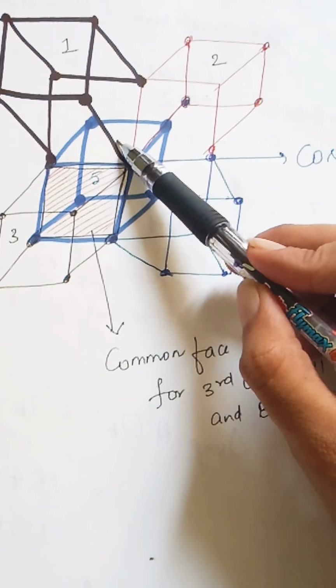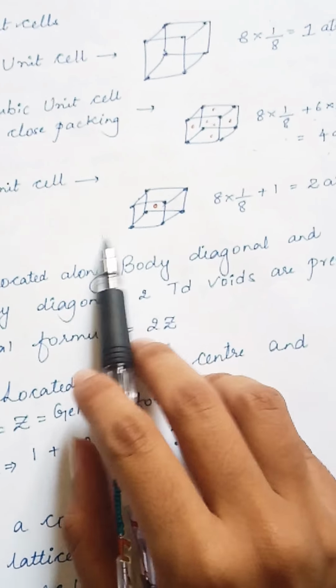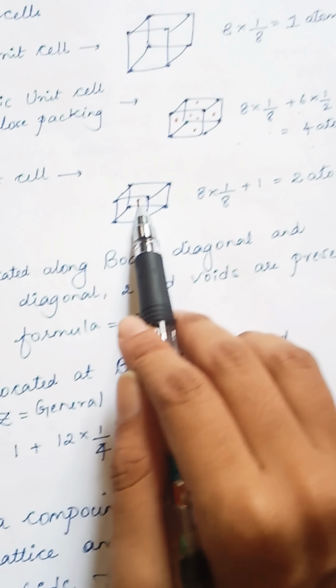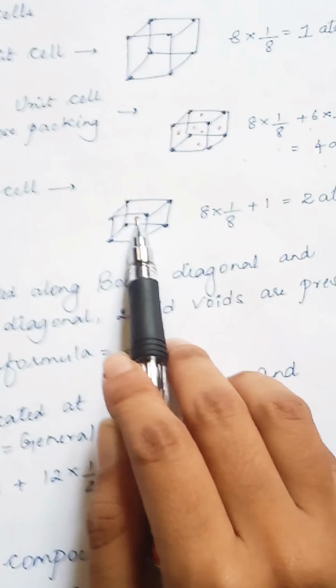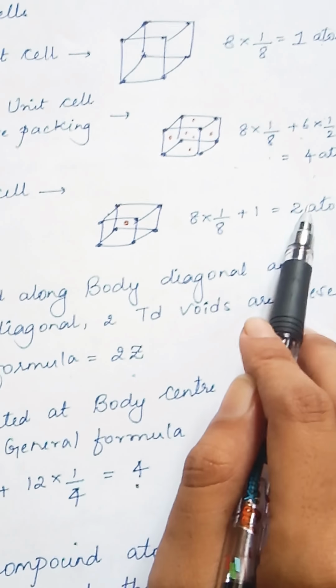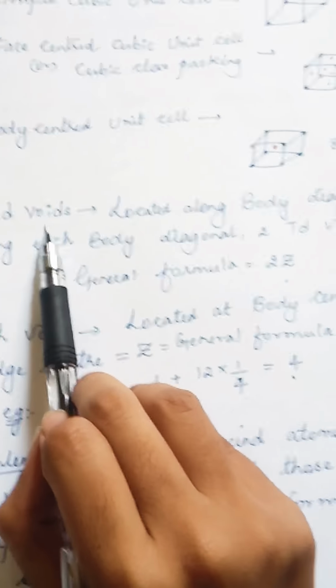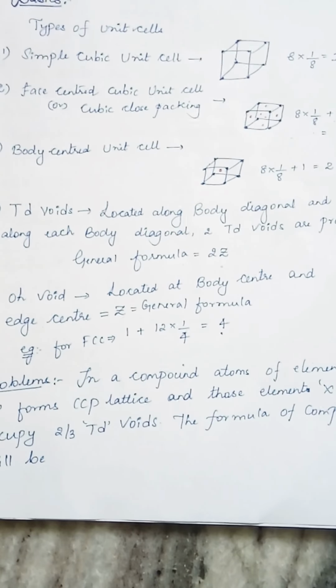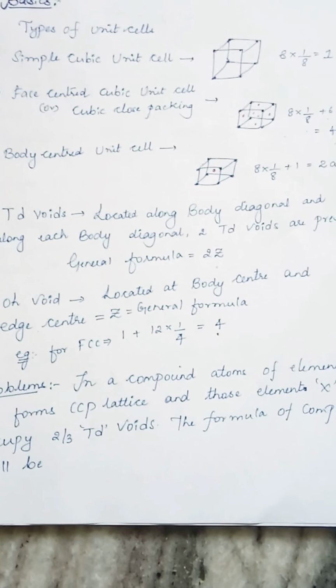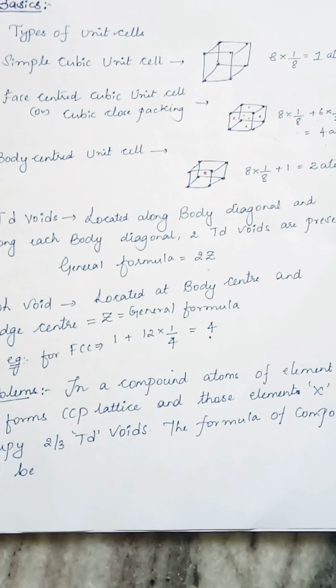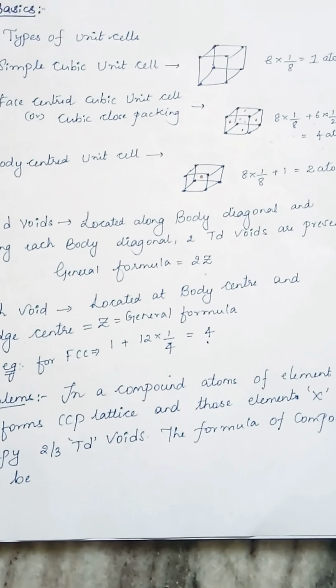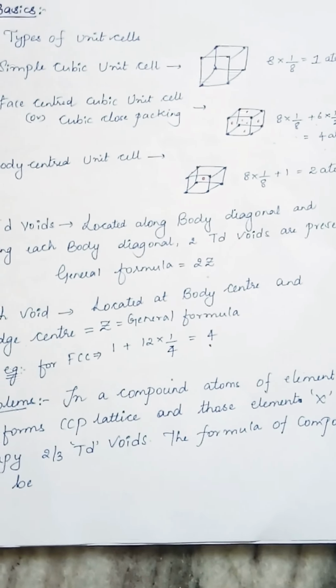Okay, and then body center: again 8 corners, and one atom is present at the body center which is not shared by any other unit cell. Hence there are total 2 atoms for body center. And then tetrahedral voids. Tetrahedral voids are located along the body diagonal, and each body diagonal has 2 tetrahedral voids. Like this, if this is a body diagonal, definitely there will be 2 tetrahedral voids.